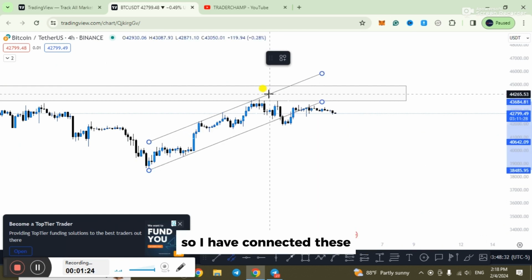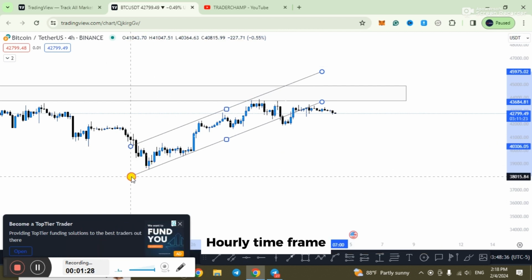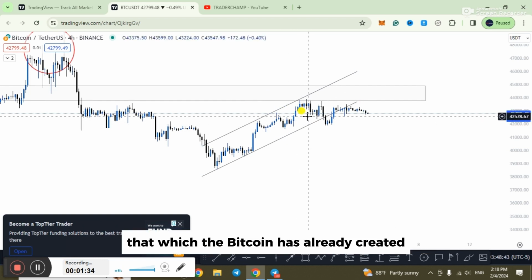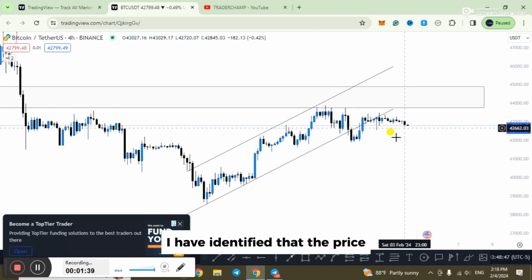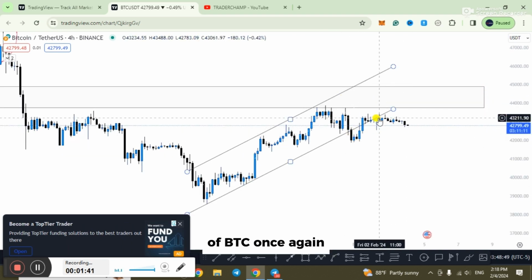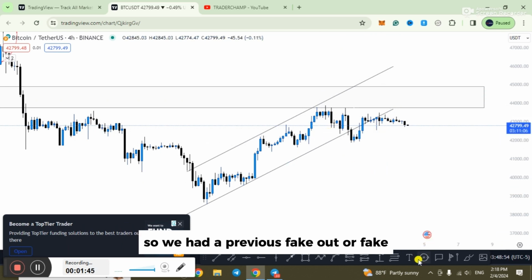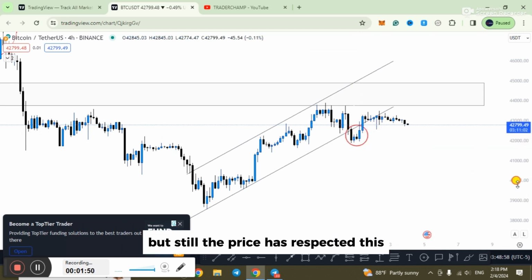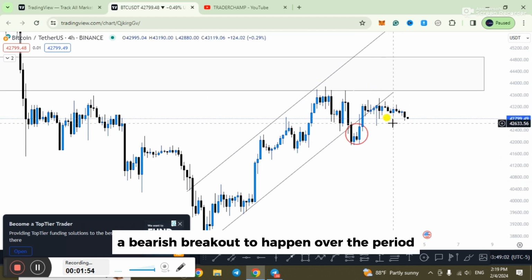I have connected these high lows that BTC has created on the hourly time frame. Once I connected this trend line or channel into the price trend that Bitcoin has already created, I identified that the price of BTC has once again shown a bearish breakout over this lower boundary. We had a previous fake breakout identified, but the price still respected this setup and followed up with a bearish breakout.